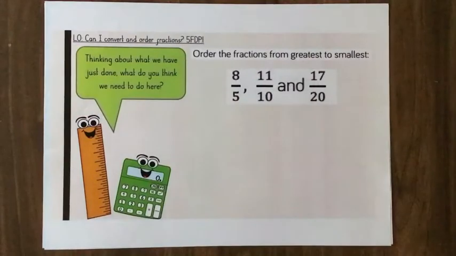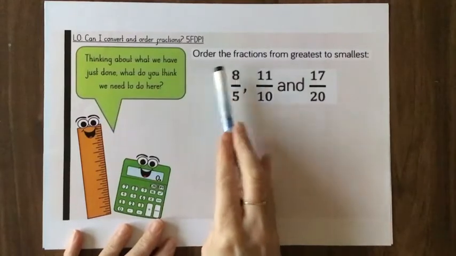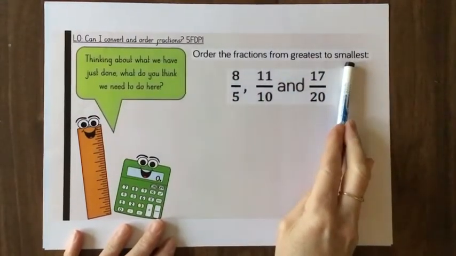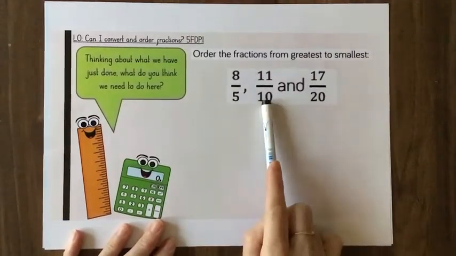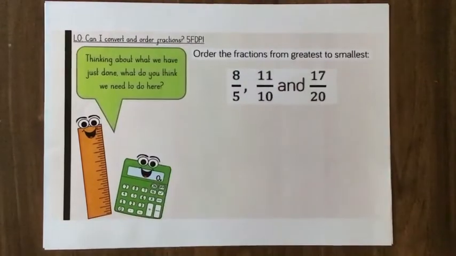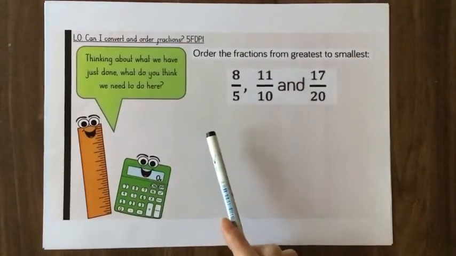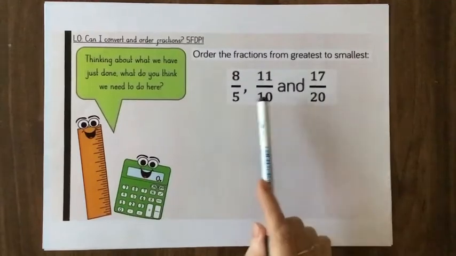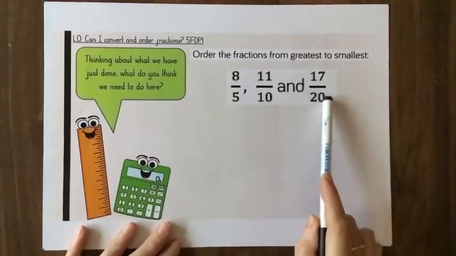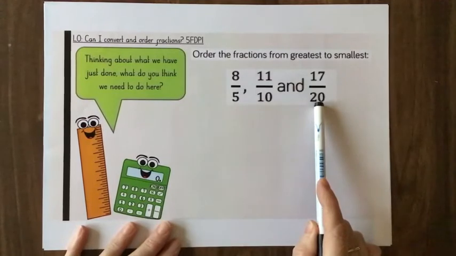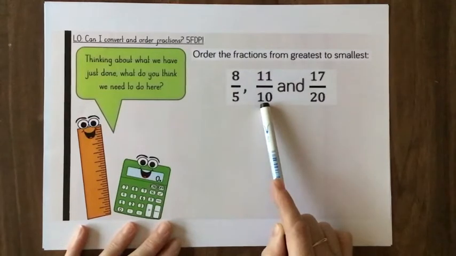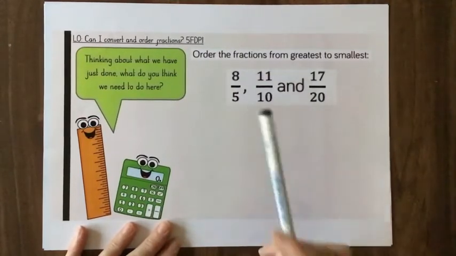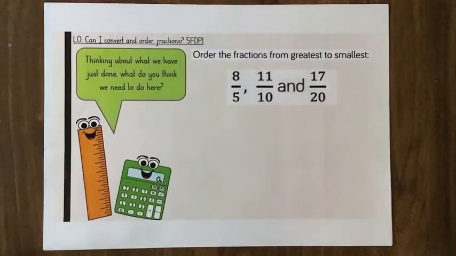We can use this same method to compare more than two fractions. So in this question, it's asking us to order the fractions from greatest to smallest. So the biggest fraction to the smallest fraction. And here we can see we've got three different denominators. We need to think about our times tables, and we need to think about how we can make all these denominators the same. Here we've got the denominator of 20. Using our times tables, we know that 20 appears in the 10 times table and also in the 5 times table. So we can use that to help us.